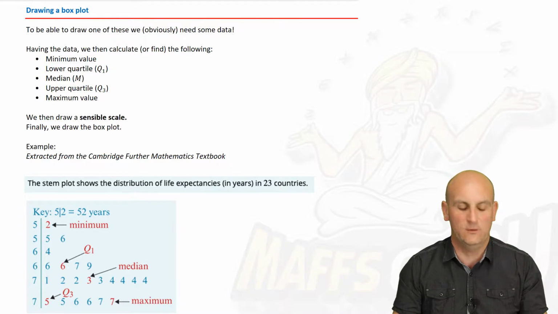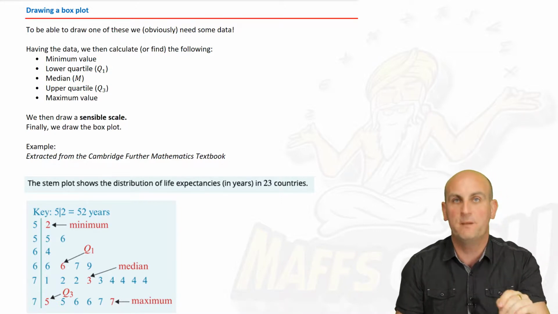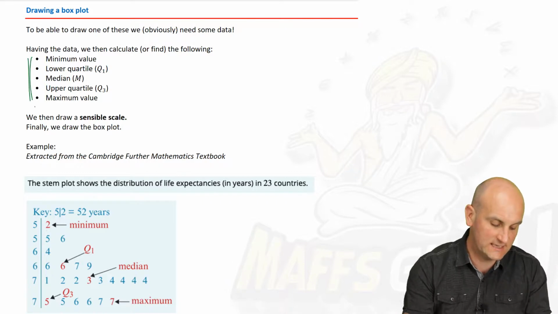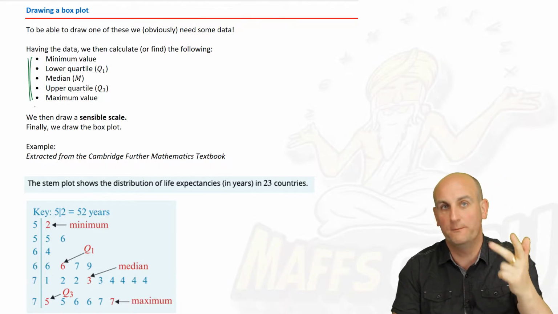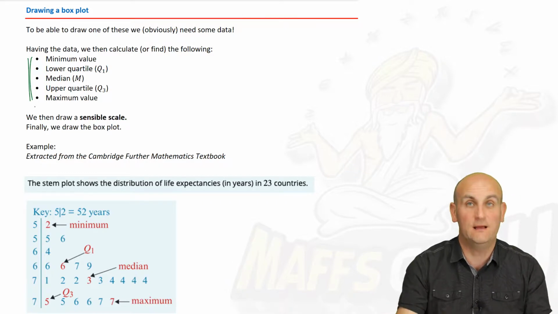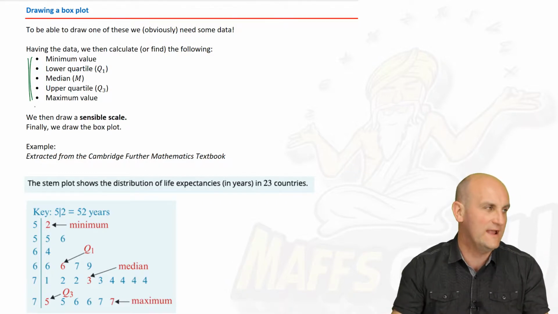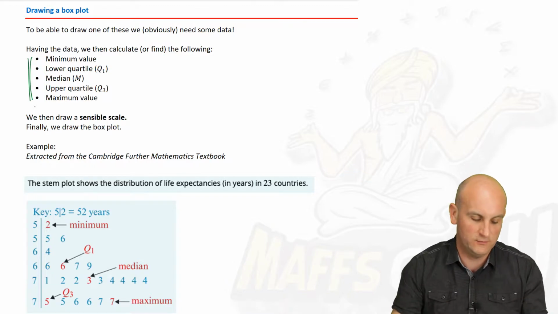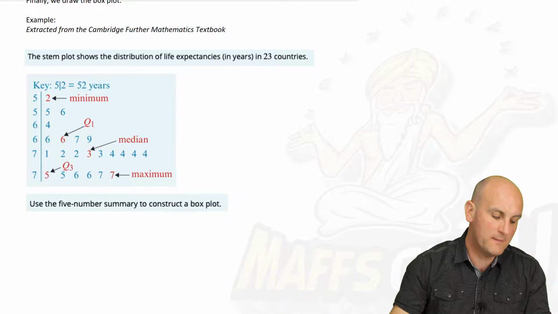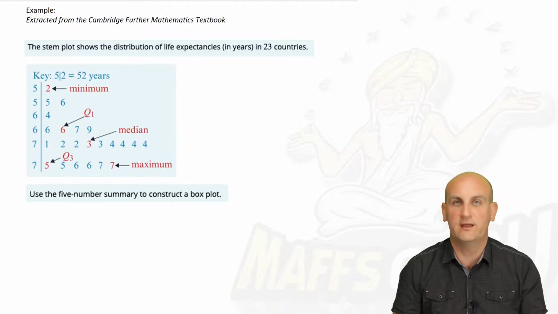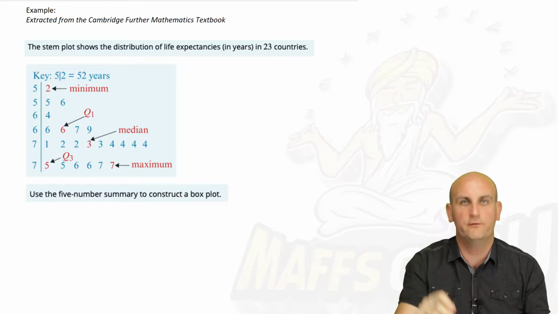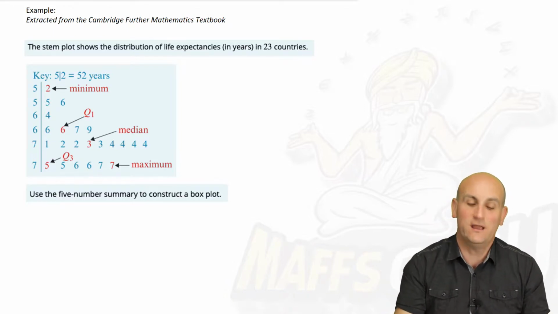If we know what they look like now, we should be able to draw them. And again, remember, our 5-number summary is basically this here: minimum, lower quartile, median, upper quartile, and maximum value. Now, all of these notes can be downloaded from mathsguru.com as PDFs. Download them, cut them out, and if they're useful, stick them in. But to be able to draw any diagram, we must make sure that we use a sensible scale.